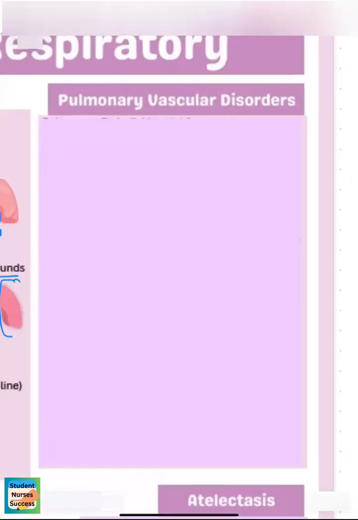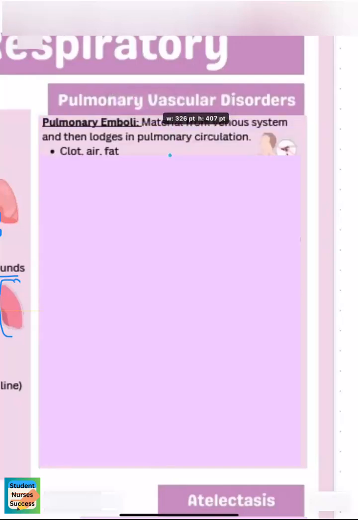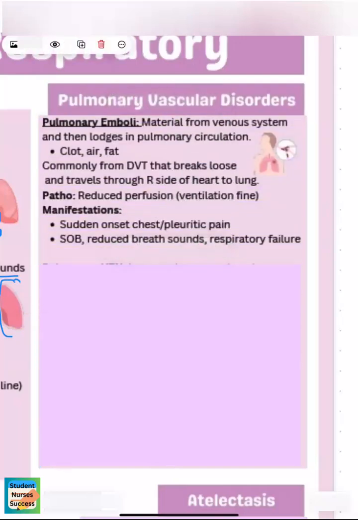Now let's move on to pulmonary vascular disorders. We're going to begin with pulmonary emboli. A pulmonary embolus is really material from the venous system that gains access to the pulmonary circulation and lodges in the pulmonary circulation. And you can kind of see a little picture here. Most often it is a blood clot. And this blood clot is commonly from a DVT, or deep vein thrombosis, that develops usually in a patient's leg, often when the patient has been immobile for a period of time.